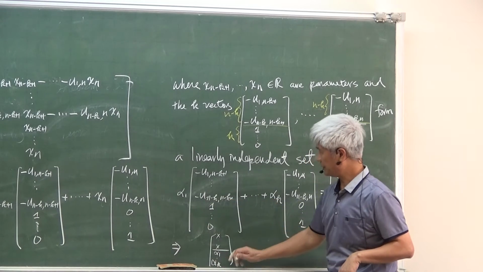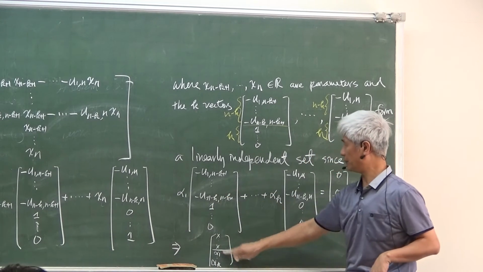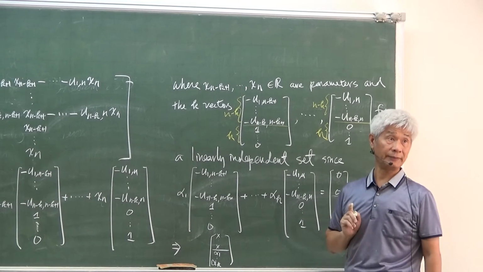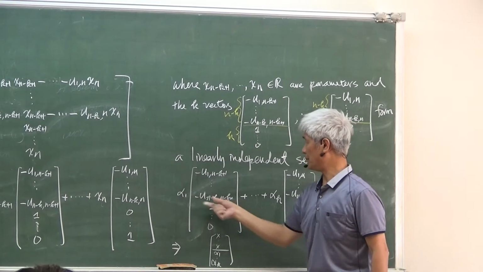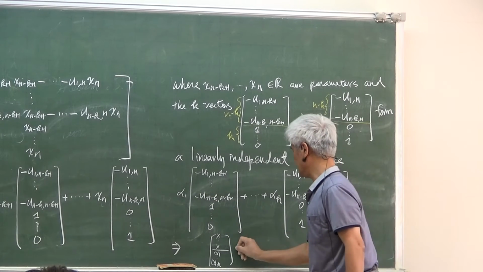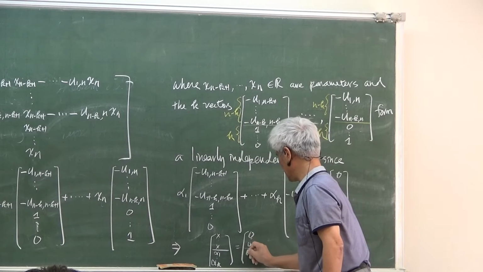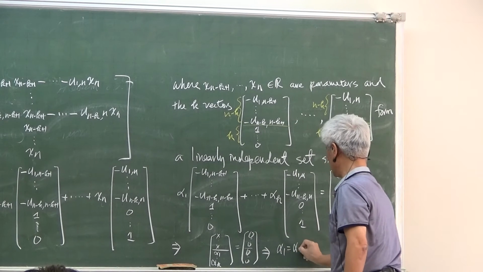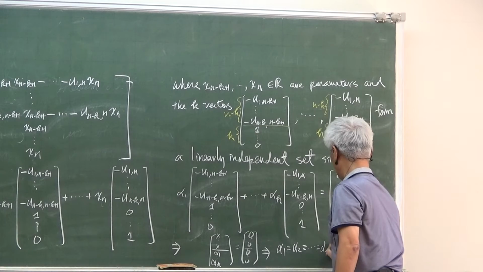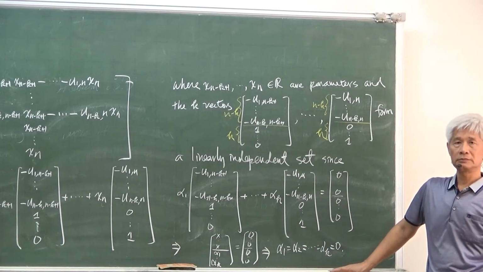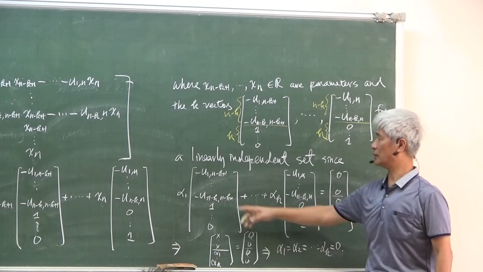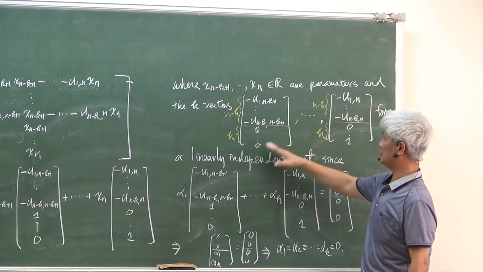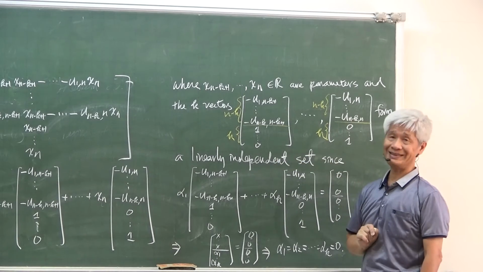But the last k components will contain alpha 1, alpha 2, up to alpha k. Right? Because here 1, 0, 0, 0, 0, 1, 0, 0, 0, something, right? So you just move the coefficient here. And this is equal to 0, 0, 0, 0. So this means that alpha 1 equal to alpha 2 equal to alpha k equal to 0. So any linear relation implies that the coefficients should be zeros. So that means that these k vectors form a linearly independent set.